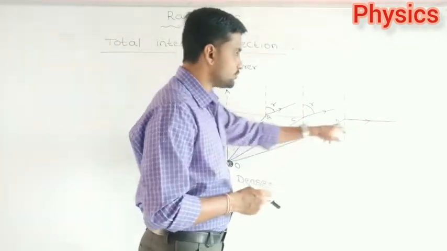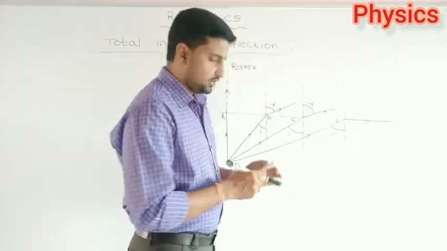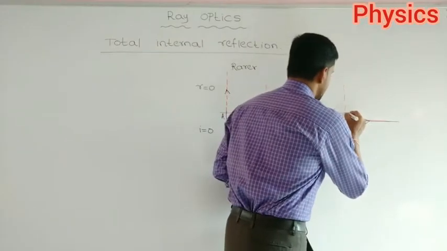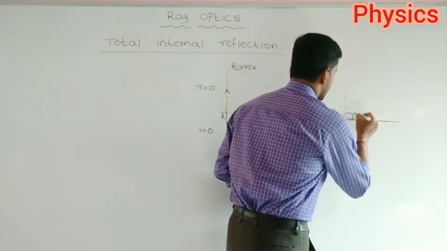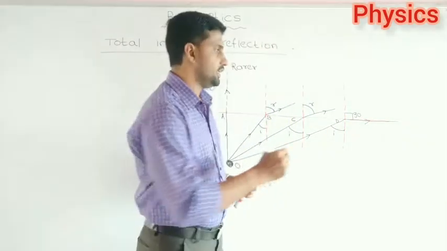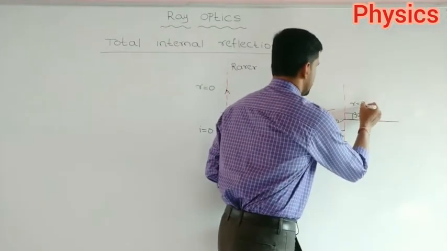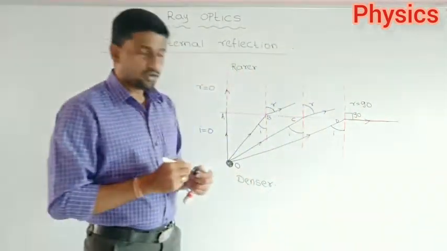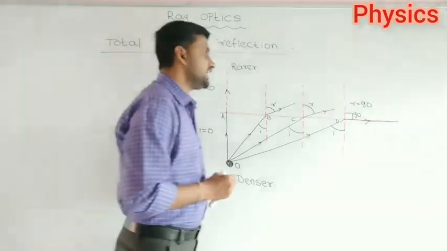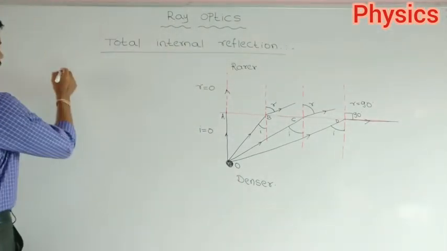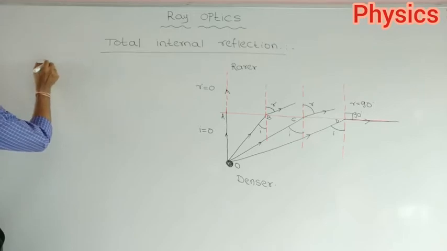In this case, if you observe, the angle of refraction is 90 degrees. That is, R is equal to 90 degrees. This particular angle is called the critical angle. This is very important: critical angle.